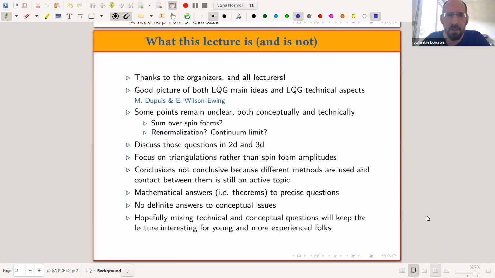And I have first a quick disclaimer about what this lecture is and is not. And it's probably a good time to thank the organizers and all the lecturers that came before me, because now I guess that you all have a good picture of both the main ideas of loop quantum gravity and also technical aspects. In particular, you will find it useful for this lecture to remember what Maite Dupuy talked about and Edward Wilson-Ewing, obviously. However, I imagine that some points might have remained unclear, both conceptually and technically.